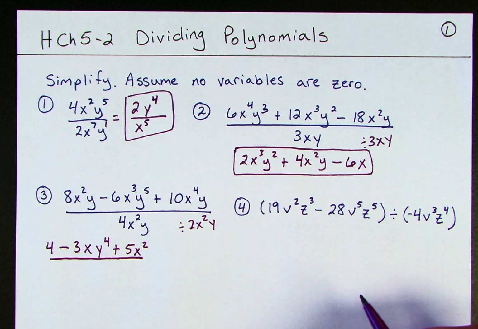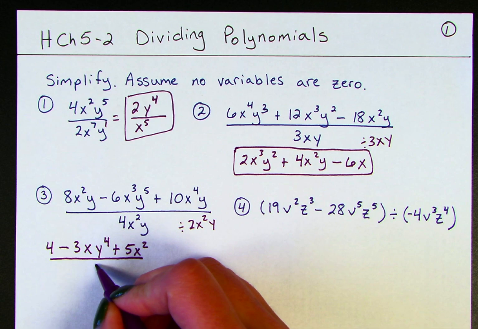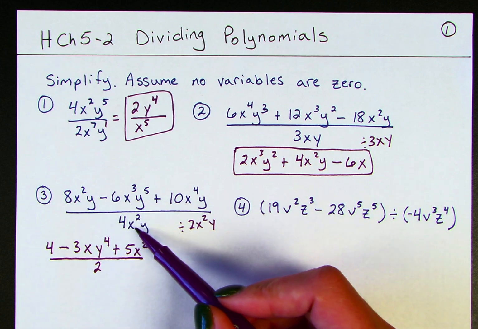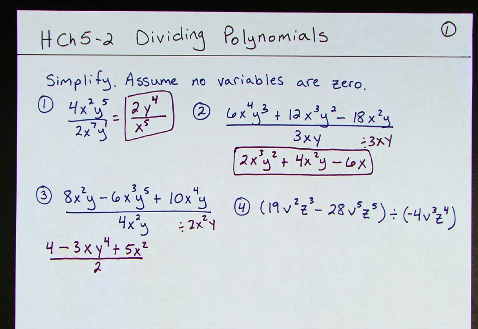And then for the denominator, 4 divided by 2 is 2. I'm taking 2 x's away and 1 y away, so I'm not going to have any variables left. So this could be my final answer if we were simplifying that fraction as a whole.